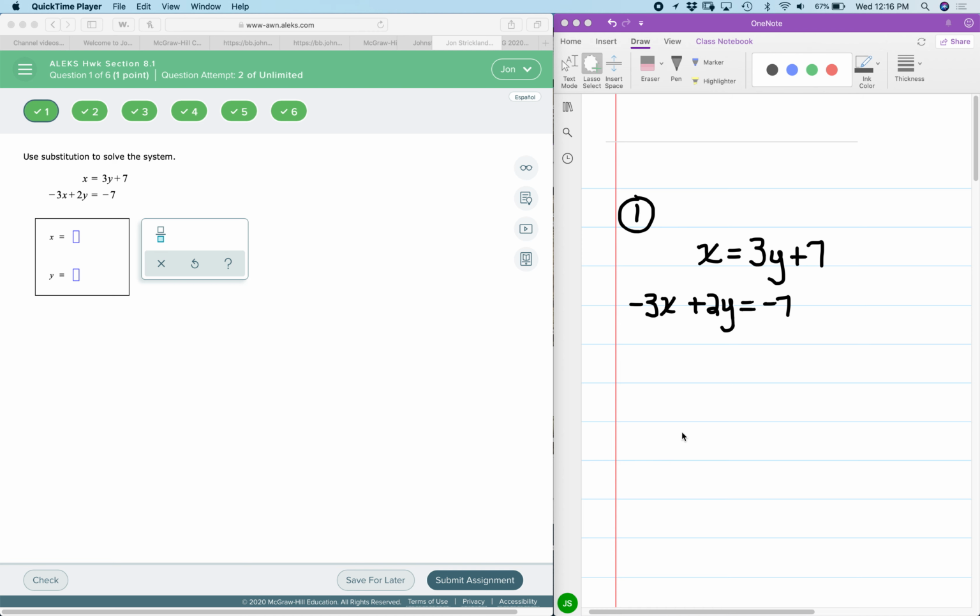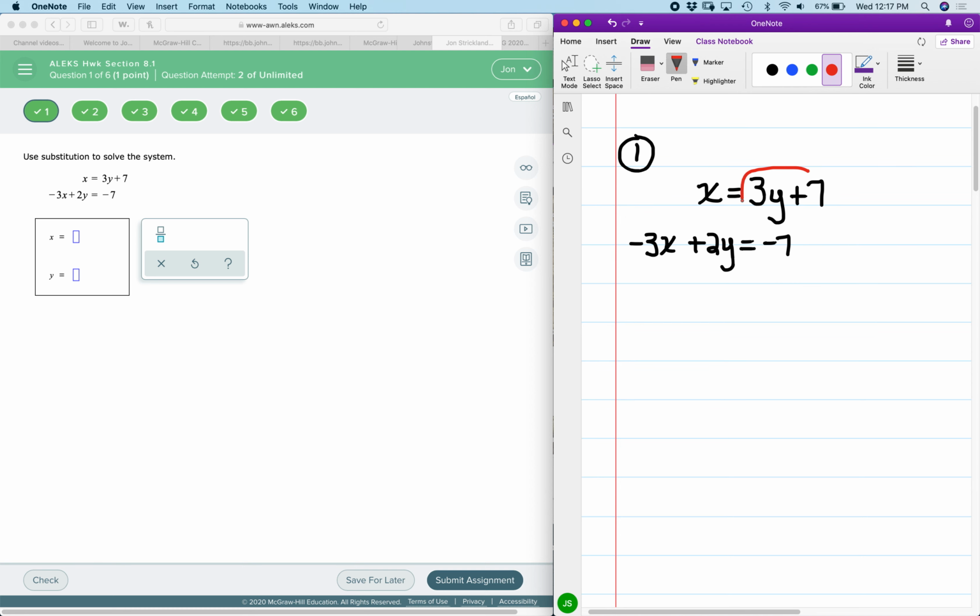Okay, for what we have in section 8.1, problem number 1, it says to use substitution to solve the following system. We're looking at the same values of x and y that will belong to both equations. We have x equal to 3y plus 7, and also negative 3x plus 2y is equal to negative 7. For substitution, from the first equation we have x expressed in terms of y, and we can take 3y plus 7 in place of x in the next equation and solve for y.